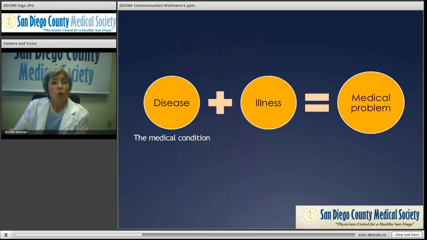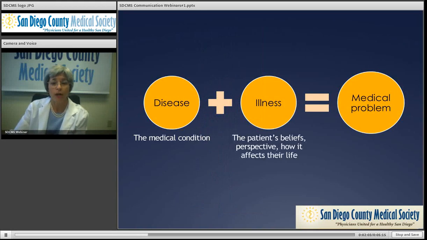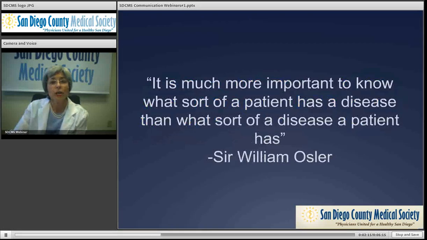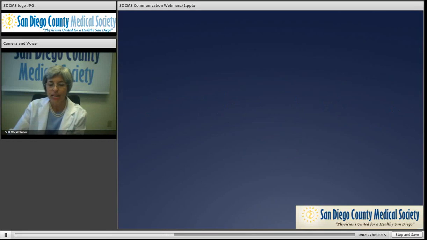More and more, in addition to just the medical condition, the disease process that we used to focus on, we're focusing on the patient's perspective, how they feel about their condition and what effect it's having on their life, because that is really what we need to deal with. As Sir William Osler commented very wisely so many years ago, it's much more important to know what sort of a patient has a disease than what sort of a disease a patient has.